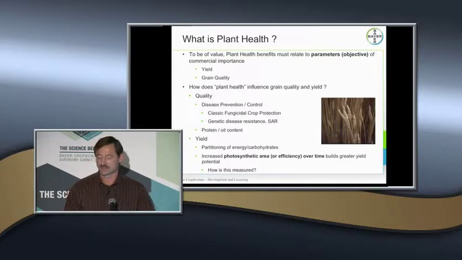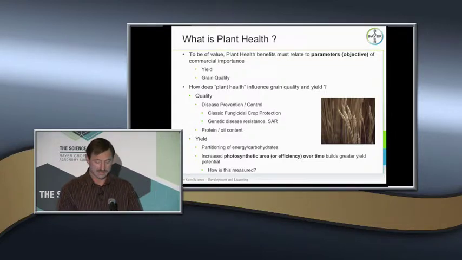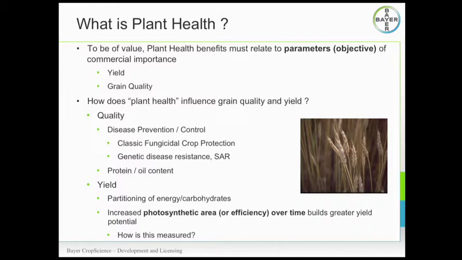We all know that, for example, we use fungicides for control of plant diseases. We can talk about genetic disease resistance. If we're a plant breeder, of course, breeders introduce a genetically based disease resistance into plants. But we can also have systemic acquired resistance that we can influence, as Wolfgang showed in a number of different venues. And so that is something that is definitely plant health related, and we'll talk about that a little bit. And then secondly, in terms of quality, we can also look at influences on protein, specifically as it relates to cereals, or protein and oil content in the case of some of our oilseed crops that we deal with.